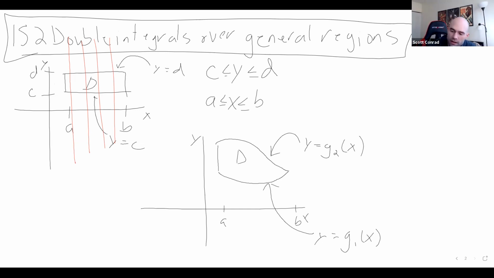But the important thing is, if you do the same thing we did over here, if you draw a vertical line anywhere intersecting the region D, every time it hits D, it's going to hit the bottom in the same curve, y equals g1 of x. And on the top, it's going to hit the same curve, y equals g2 of x.